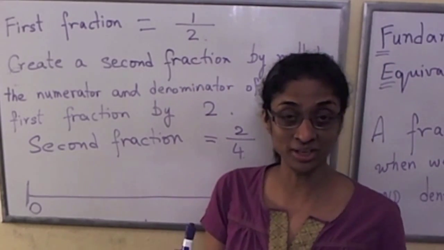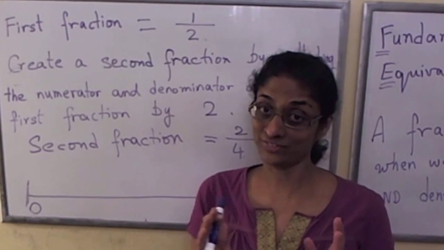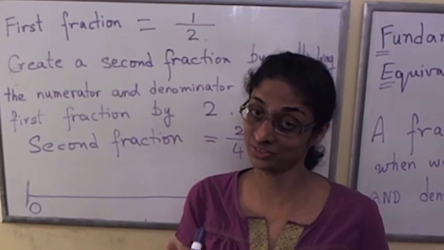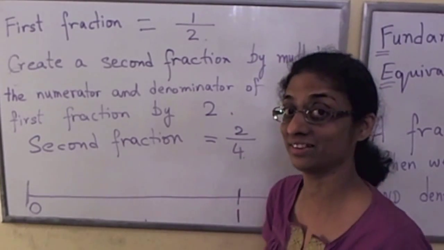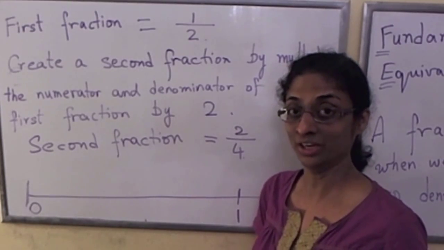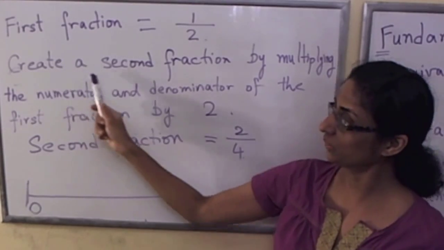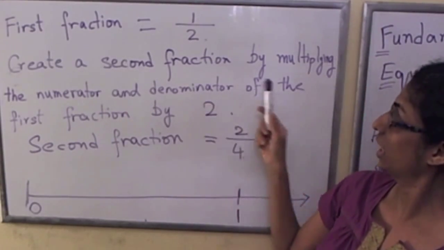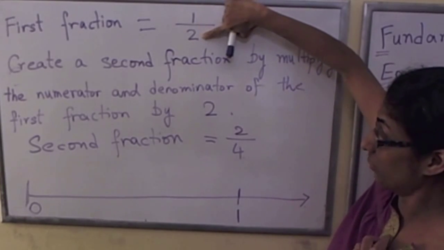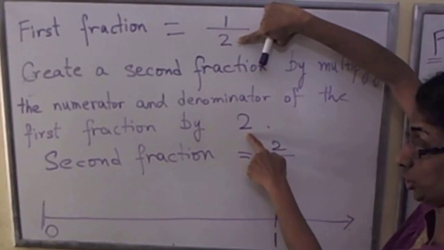Now I'm sure you guys know where 1 over 2 is on the number line. I know you can locate 1/2 as a point on the number line. But hold on for a second and listen to what I have, and then I'll have you do a fun activity. What I have here is I say create a second fraction by multiplying the numerator and the denominator of the first fraction by the whole number 2.